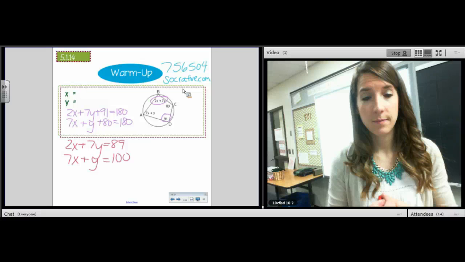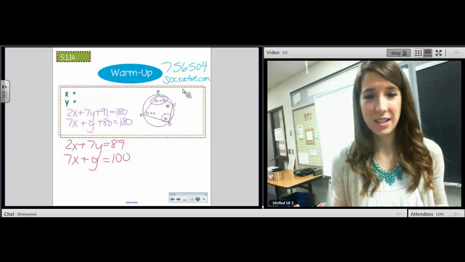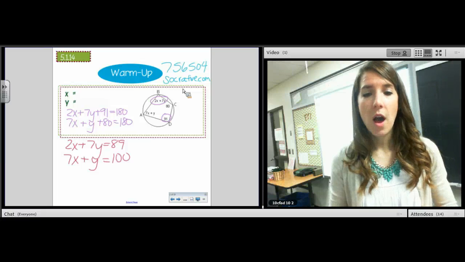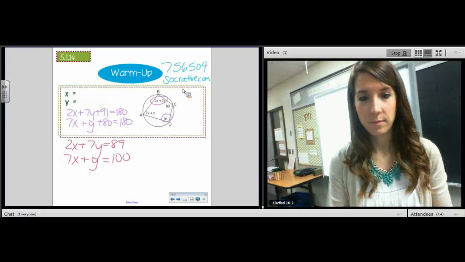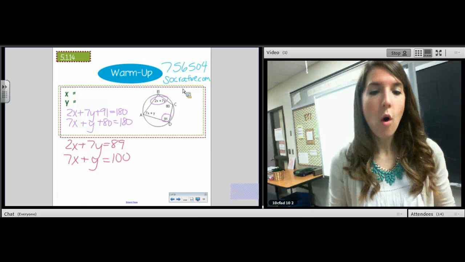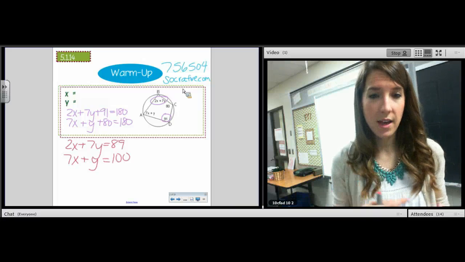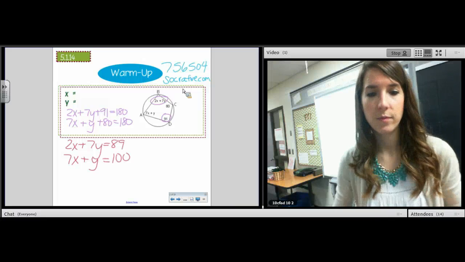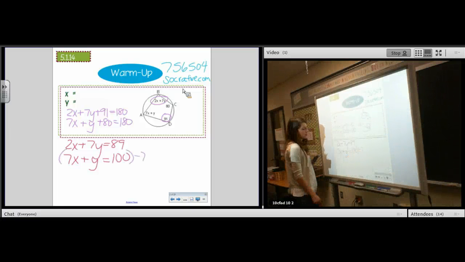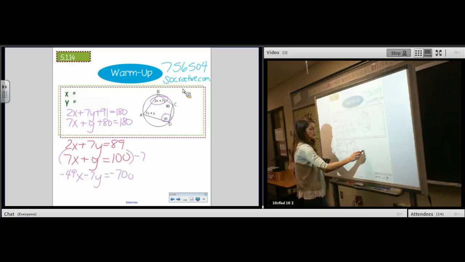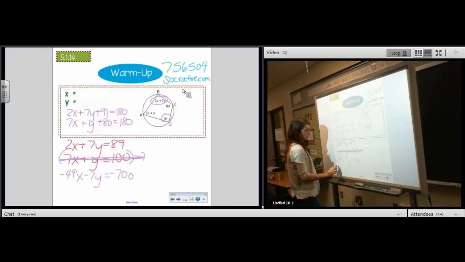Now I notice that none of those are going to cancel. Do you see anything that's going to cancel? Nope. So I recommend we take the second equation and we multiply it by -7, right? Because we want to be able to add them together. Linear combination: add them together and be good to go. So if we multiply this one by -7, then we would get -49x minus 7y equals -700. So that one's gone. And now we can add these together.